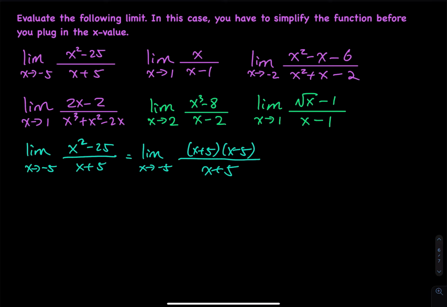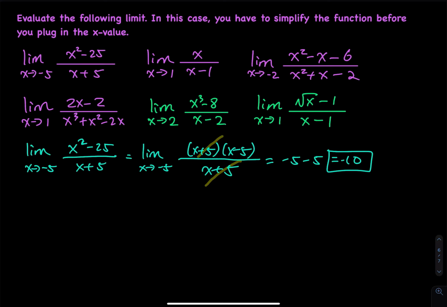It looks like the denominator is our biggest enemy, right? Because you plug in, you get a 0. Everything got messed up. But as long as you factor, you can get rid of the denominator. So now the enemy is eliminated. Then you can plug in. So plug in negative 5, you have negative 5 minus 5. That is equal to negative 10. So that is your answer.